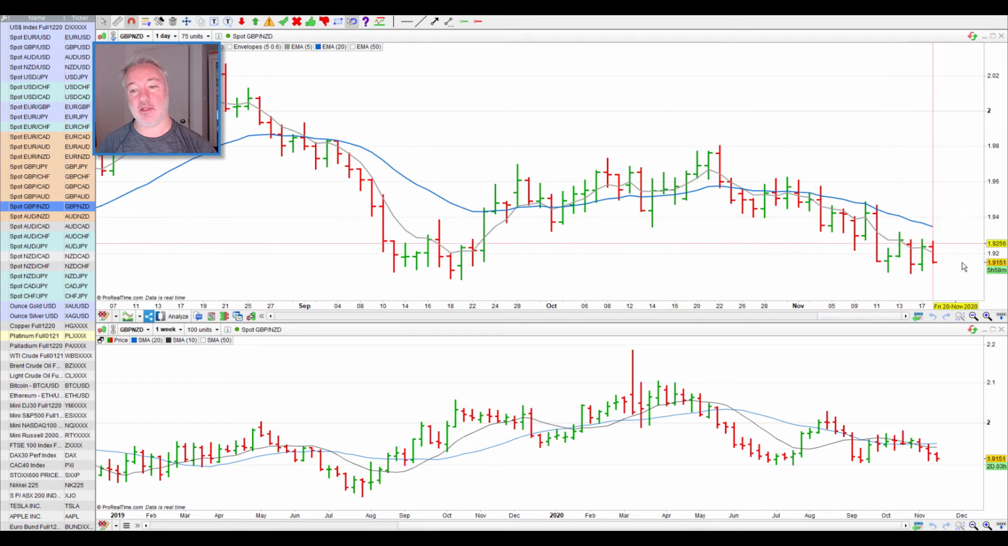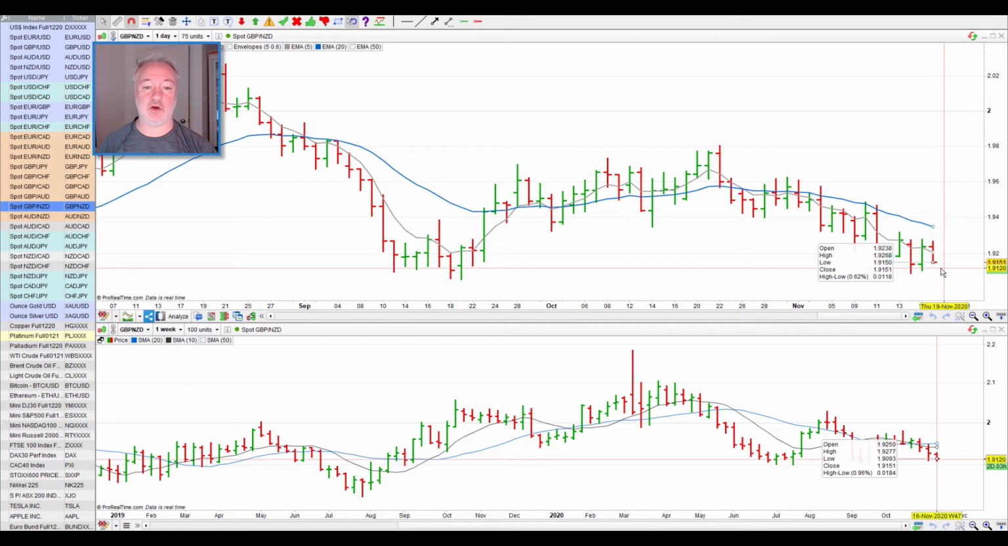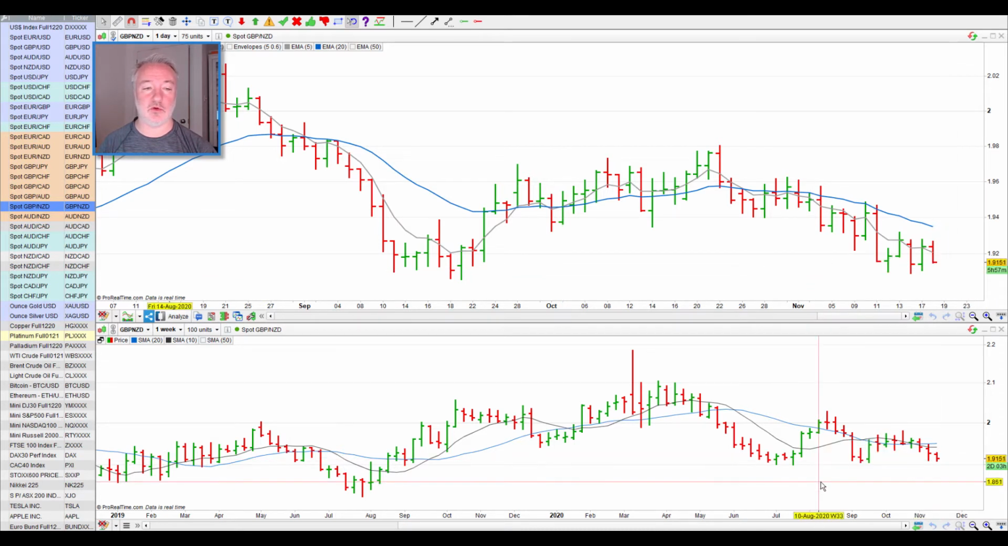Pound Kiwi, on the other hand, is pushing down. It's got a definite level of support here, but once it breaks through that, I think there's a very strong likelihood it's going to have some solid moves further down. Same as Euro Kiwi, on the shopping list.